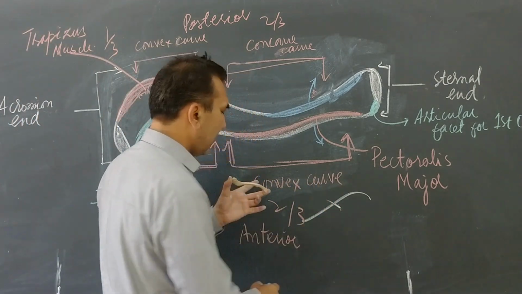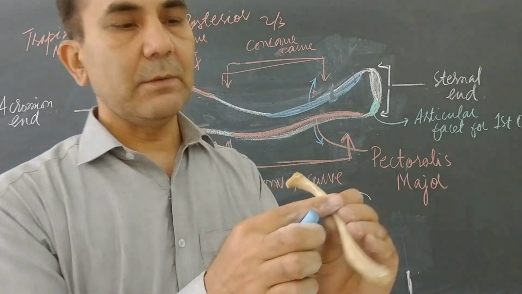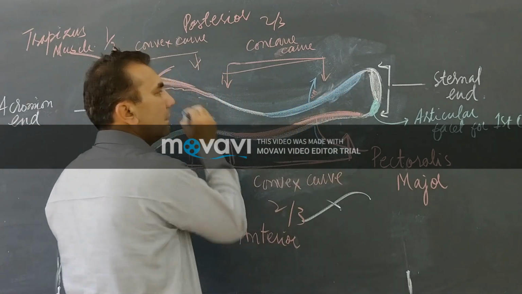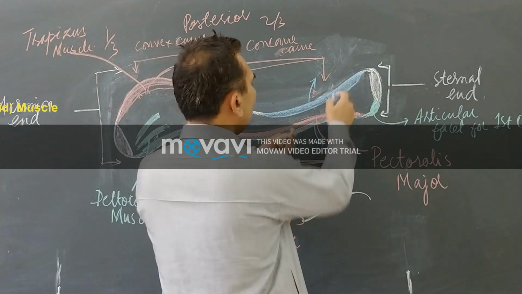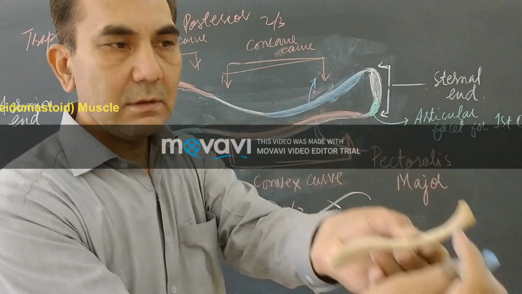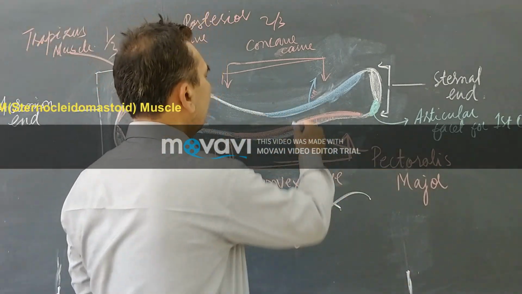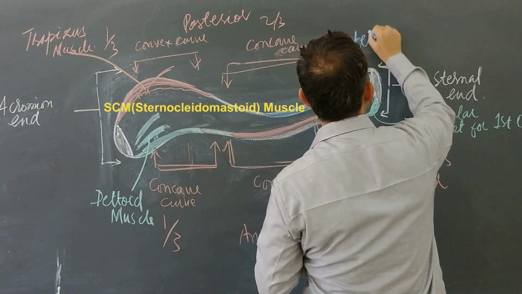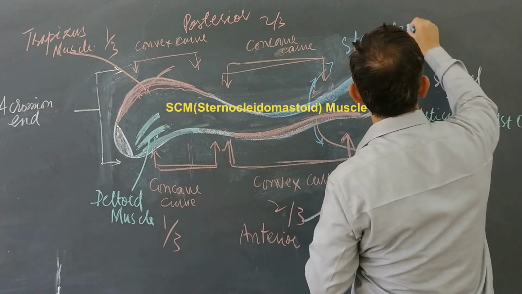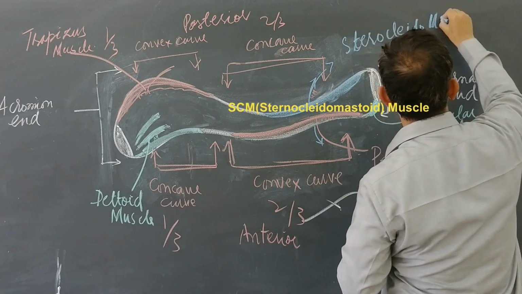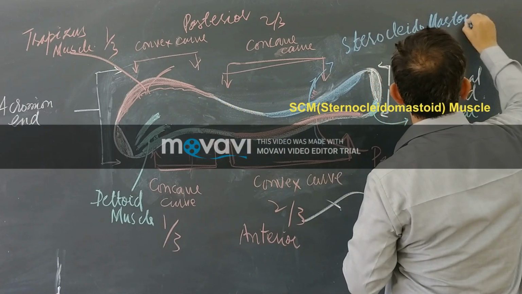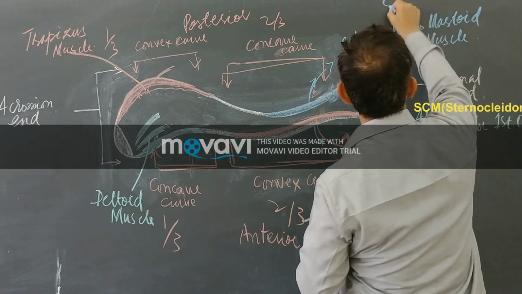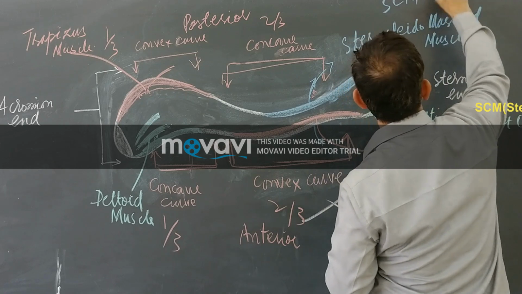And if we see at the posterior side, there is another border, the posterior border, and this is the one. The posterior border is for the attachment of the sternocleidomastoid muscle, the SCM muscle.